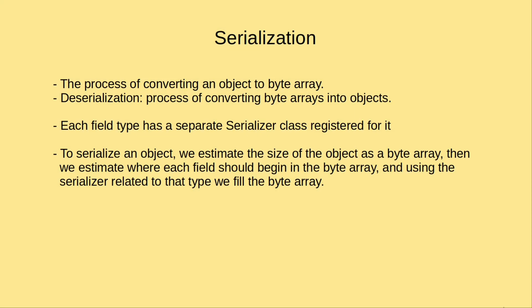Now we move on to some of the topics that are not covered yet before we put all of the pieces together. Our first new topic is serialization, which is the process of converting an object to a byte array and creating an object from a byte array. Since each field type has a serializer class registered for it, we can also serialize a full object, such as an instance of a collection object, or what we traditionally know as a database model or entities.